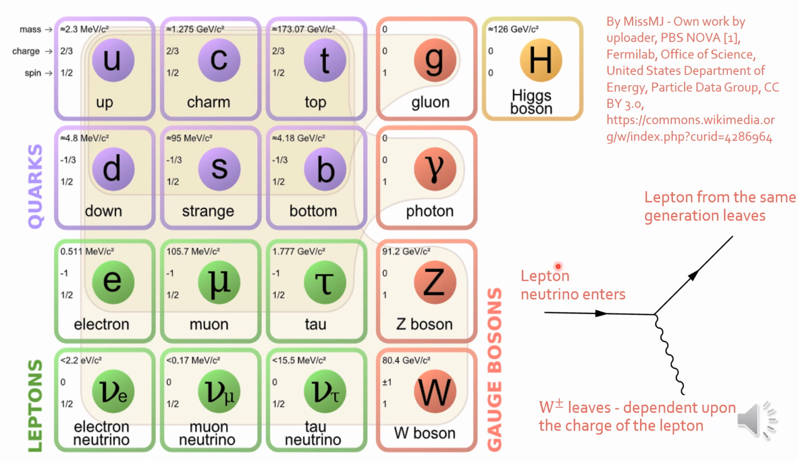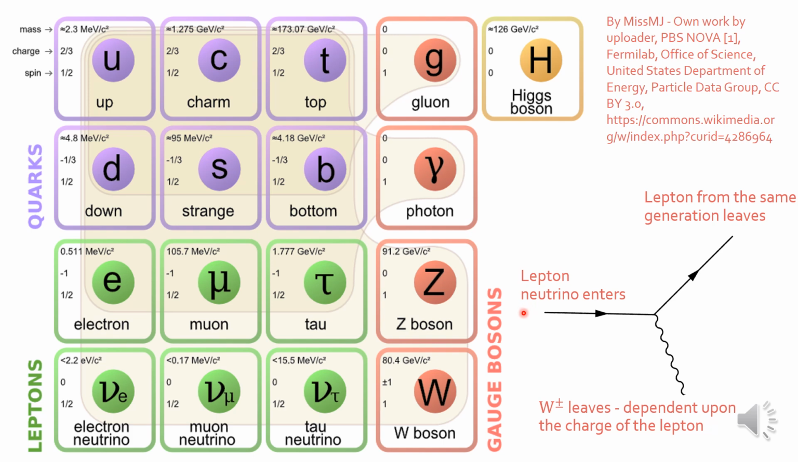Well, if we had an anti-lepton neutrino entering, that's also got a charge of 0, but our lepton that's leaving would become an anti-lepton. So let's say we had an anti-electron neutrino entering, we'd get a positron, sometimes called an anti-electron, leaving. Now that would have a charge of +1, because the difference between matter and antimatter is that the charge is reversed. So that's why it depends which boson we've got.